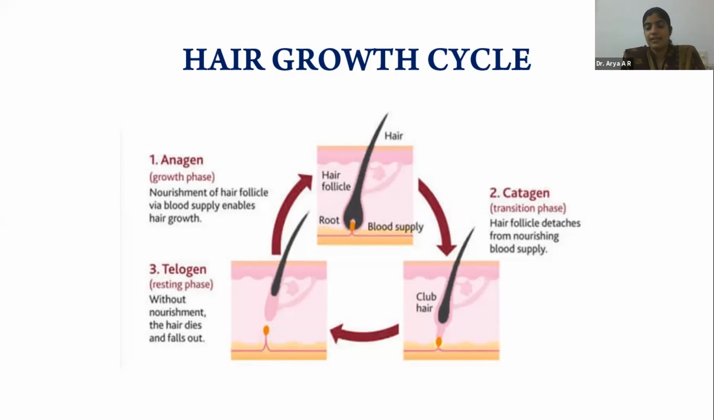The next one is hairstyles and treatments. You will see in this slide a condition that is called traction alopecia. It is a condition related to hairstyle pattern.